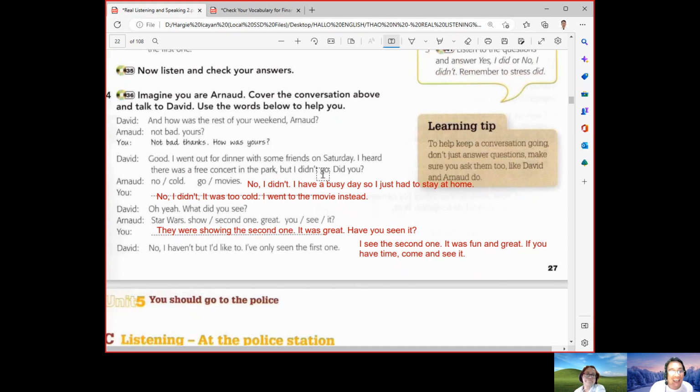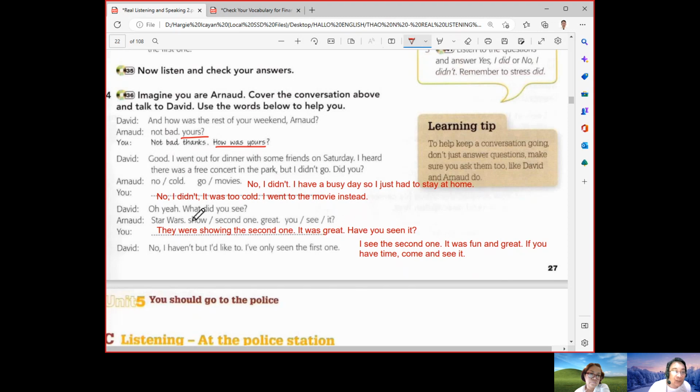Like for example, in here also, how was the rest of your weekend, Arnaud? So Arnaud said, not bad. Yours? So this one is also a question that he asked about Arnaud's weekend. Then after that, David asked a question. How was yours? To keep the conversation going, so that it will not end the conversation.